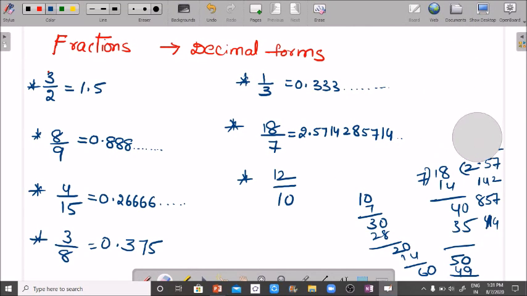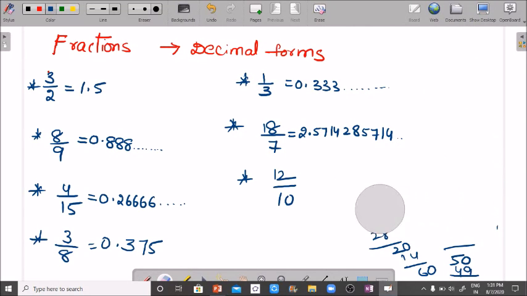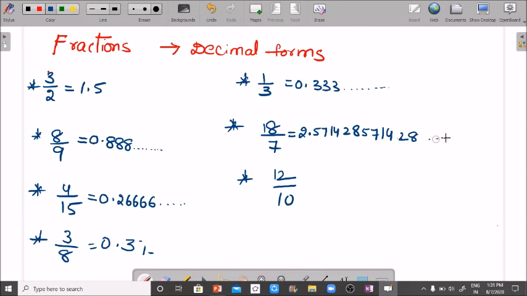I think the digits are repeating: 2 8, again 5 7, and so on.